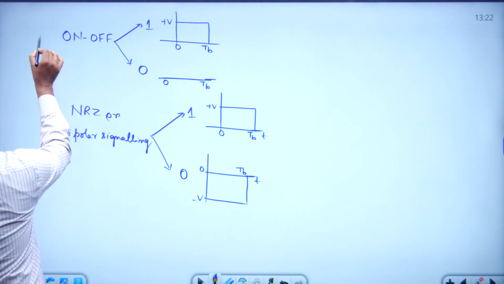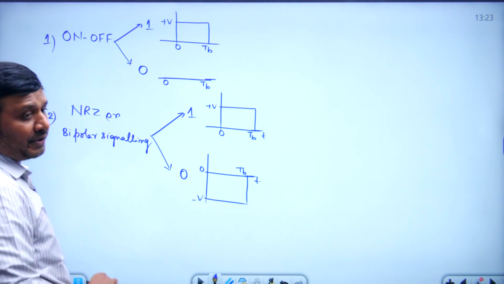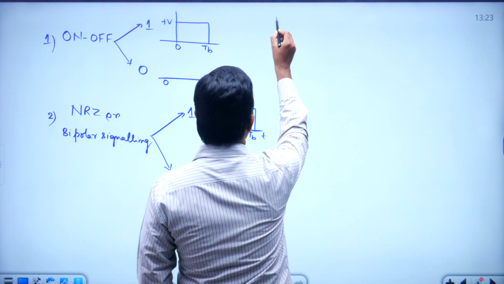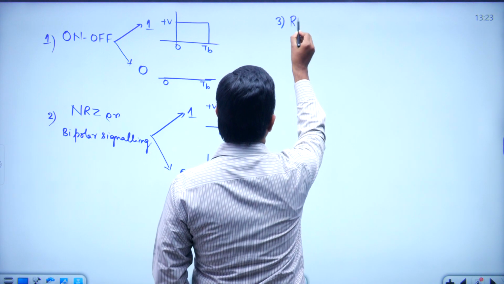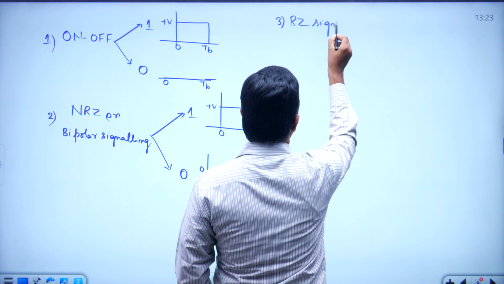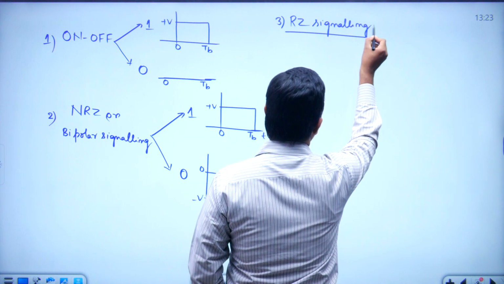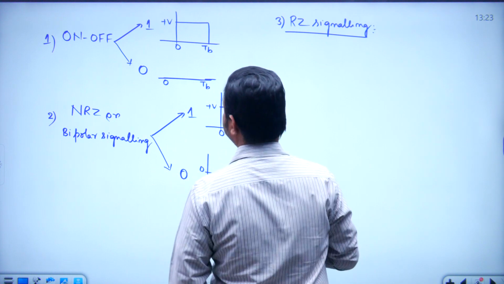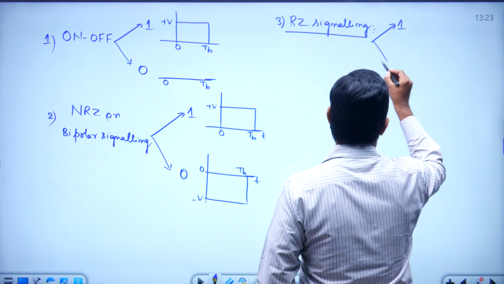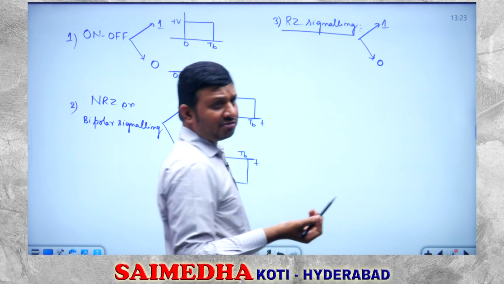So this is the first scheme, on-off, this is the second scheme, non-return to 0, and we have the third scheme, return to 0, RZ signaling. Now how are you going to represent your binary data, either 1 or 0? Digital communication means transmission of 1s and 0s only.